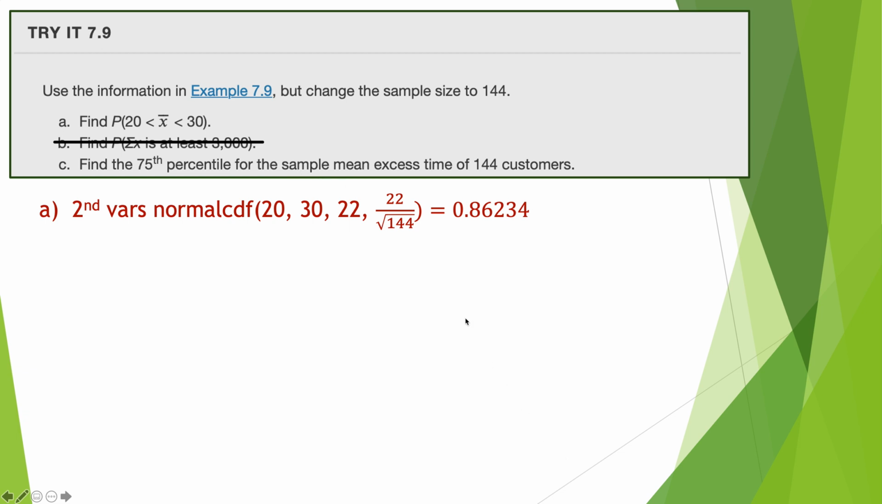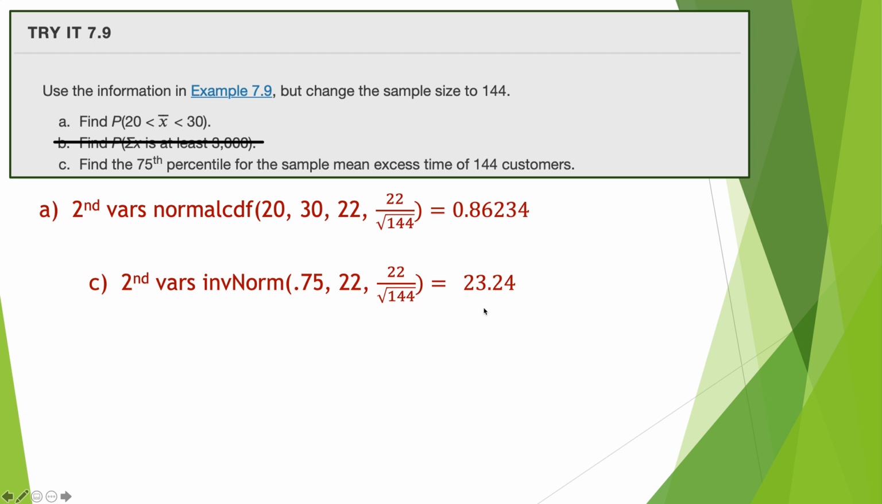Now, find the 75th percentile. To do that, we just go to second vars, inverse norm. That's like the third one down. So I want 0.75, because 75th percentile, the mean was 22, and my standard deviation over the square root of n, the sample error, if you will. I input as I did before, it'll tell you 23.24.